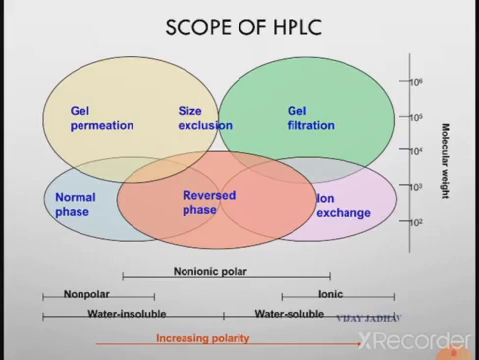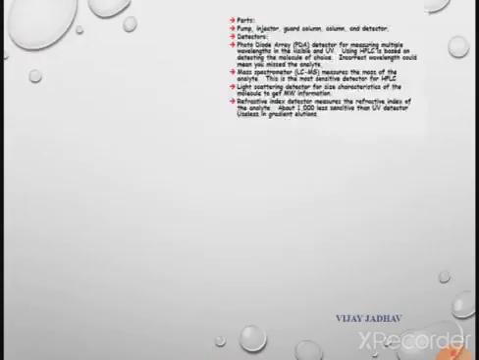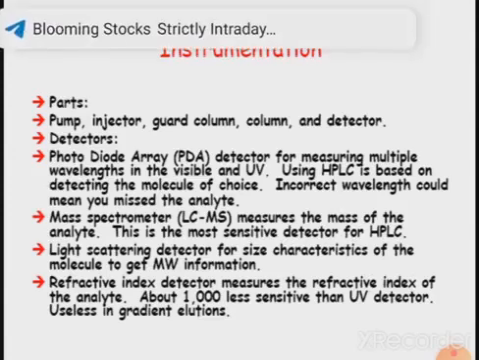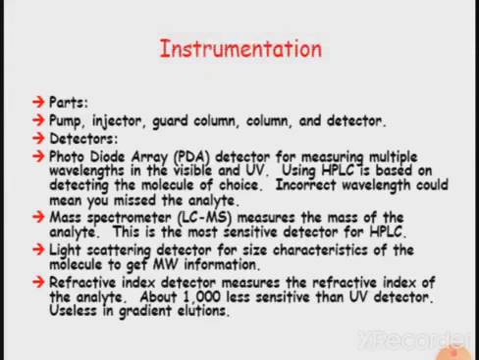Now we want to see the instrumentation of HPLC. HPLC has a number of parts, and the list of parts starts with the reservoir, then the tubing, then the degasser, after that the premixer, then the pump, then the injector, then the column, and then the detector and fraction collection. So these are the basic parts of HPLC.